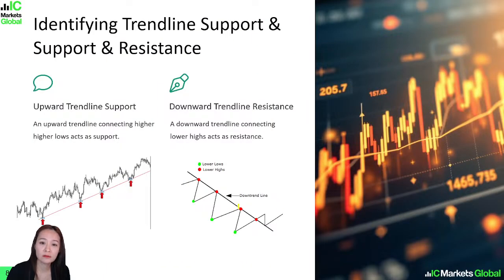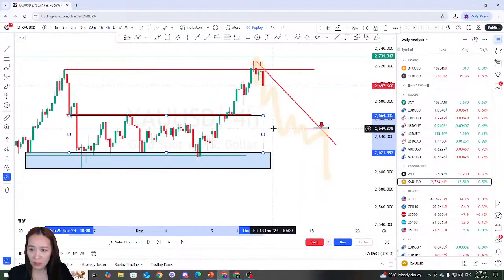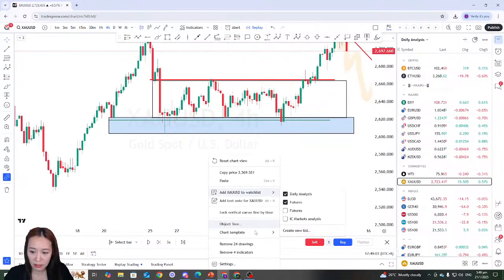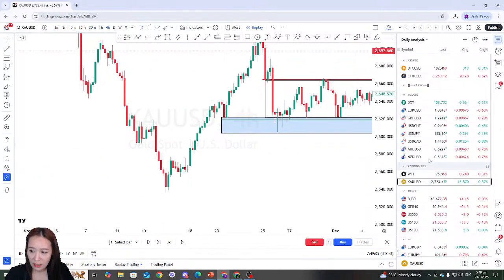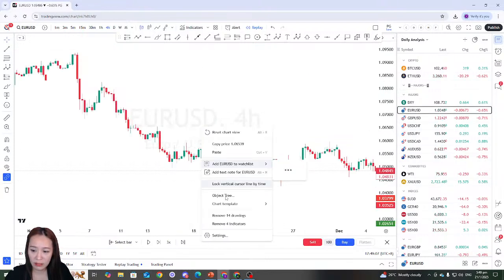Okay, we continue. So now we're going to identify the support and resistance level, like I said, uptrend, or upward trend line support. To me, a significant connection has to be at least 3 touches. Why? Because if you draw the trend line based on only 2 touches in your chart, you have so many trend lines.